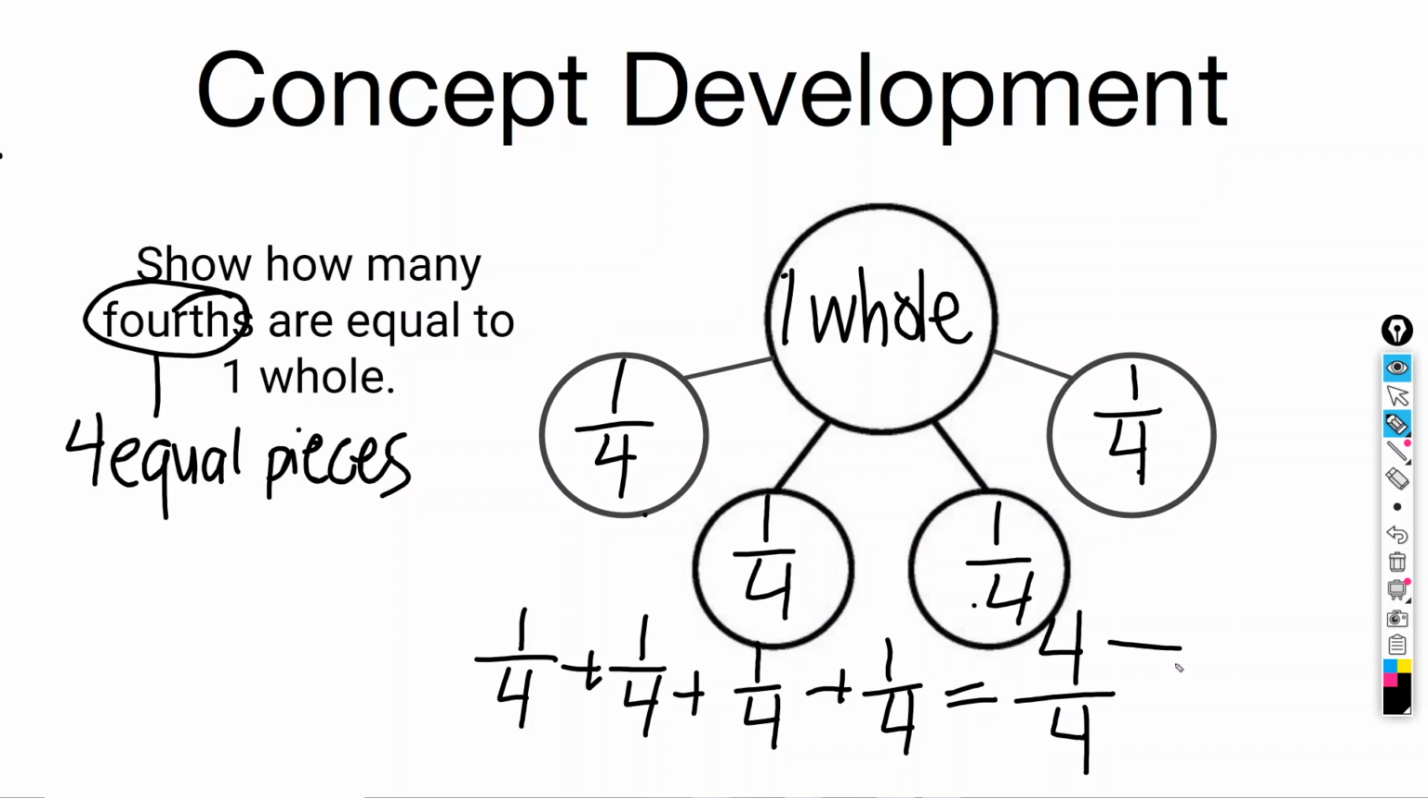And once again, our top number and our bottom number are the same, and that's how we know it equals one whole. Because we have 4 pieces, we have something broken into 4. We have all 4 of the pieces, therefore we have that one whole object.